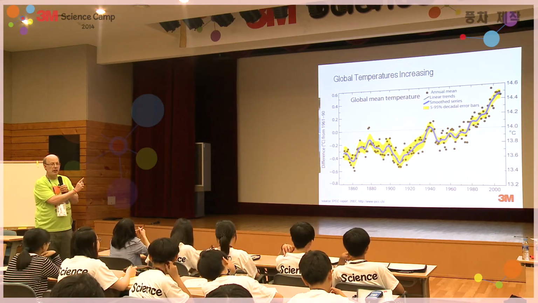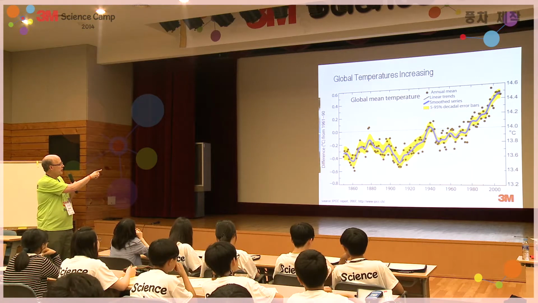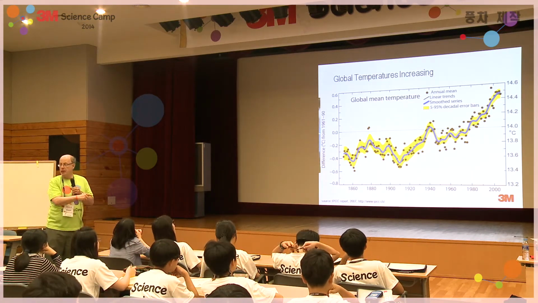And look at the graph closely. The blue line is the average. And the yellow shows the range.